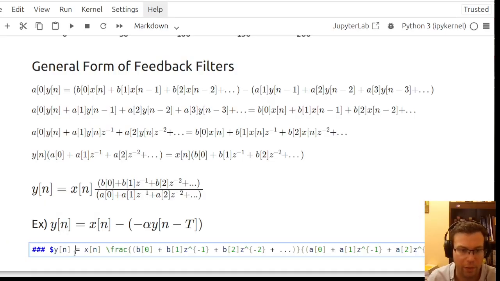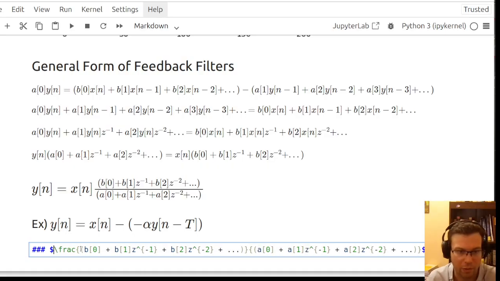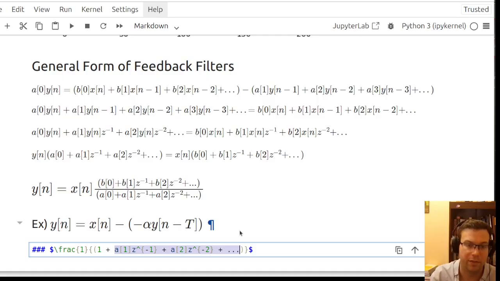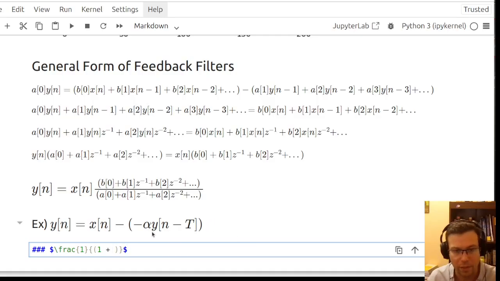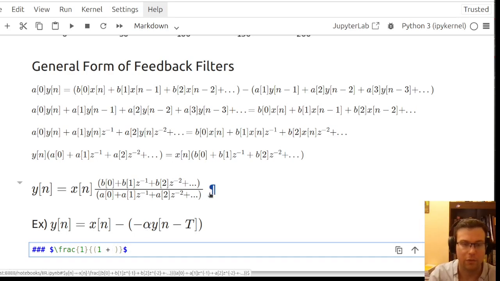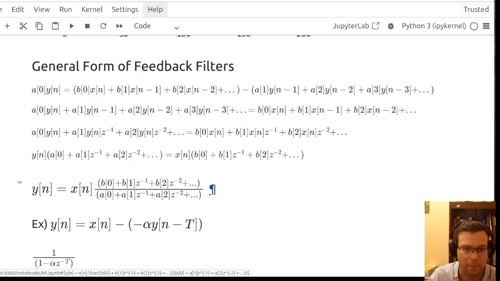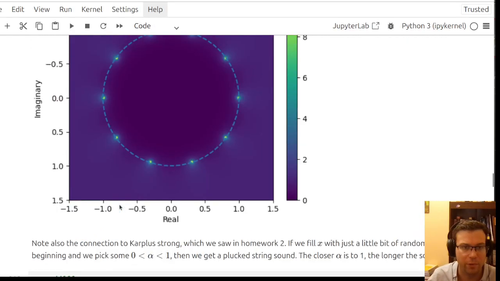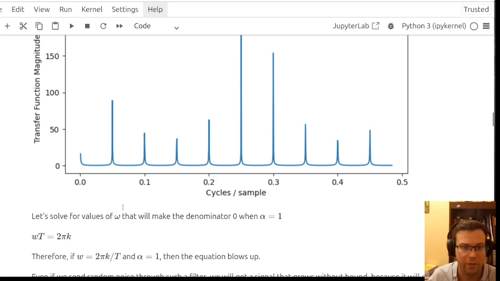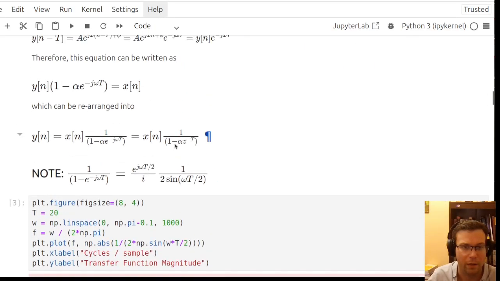So what I end up with here is the transfer function, which is, okay, so b of 0 is 1, none of the other b's or anything. A of 0 is 1, as I said. And then the only term here that's non-zero is a of t. So a of t here is negative alpha. So I'll just say 1 minus alpha times z to the negative t. Okay. So if I look at that, does that match up with what I had before? 1 over 1 minus, and it sure does. Okay.